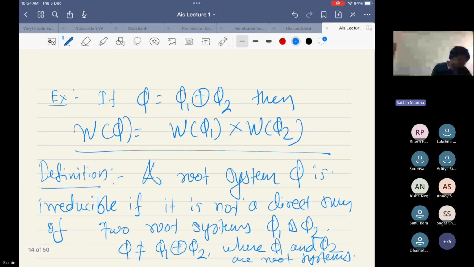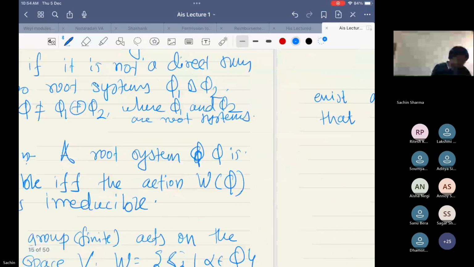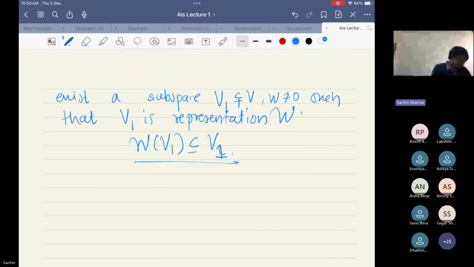Now there is a very important property. Suppose you have a finite dimensional representation of a finite group over a nice field such that the characteristic of that field does not divide the order of the group. Then there is a very famous theorem. What is the name of that theorem? Yes, Maschke's theorem. What does it say?